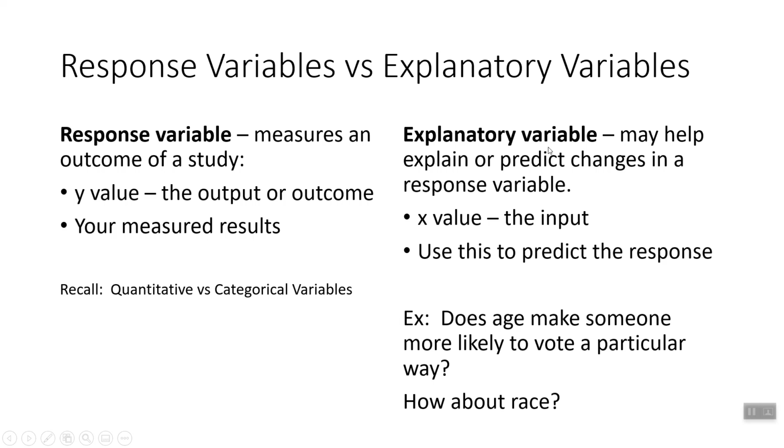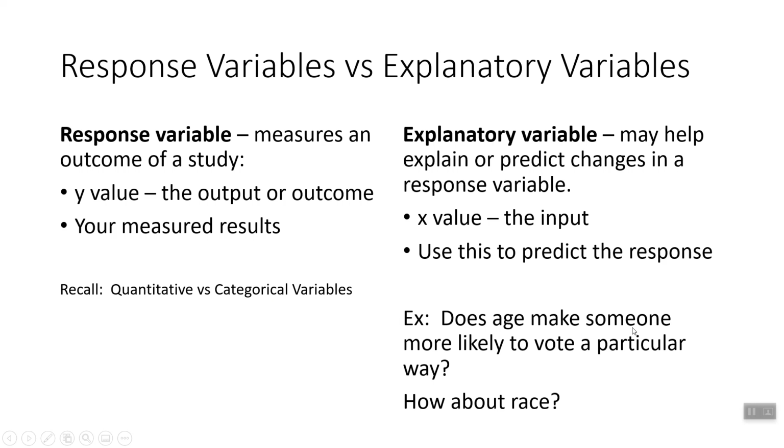Your explanatory variable. That's what you think is explaining what's happening with the response. All right, it's predicting the response. That's your x value. The easy way to remember this is there's an x here in explanatory, and there's an x value. It's the input. All right, so don't forget we also have other variable types. We've got quantitative that are numbers and categorical, which are labels or categories.